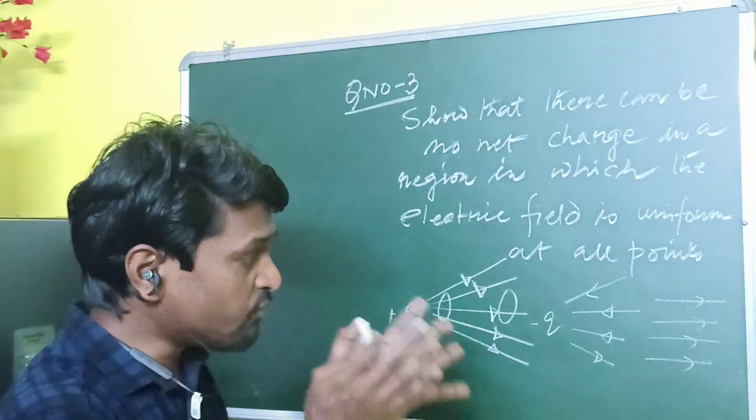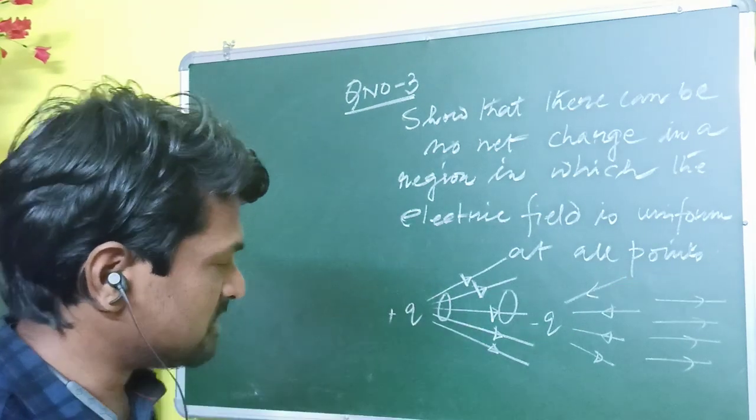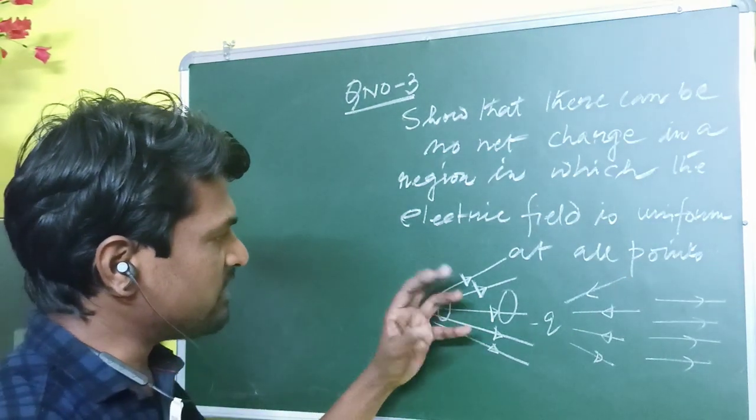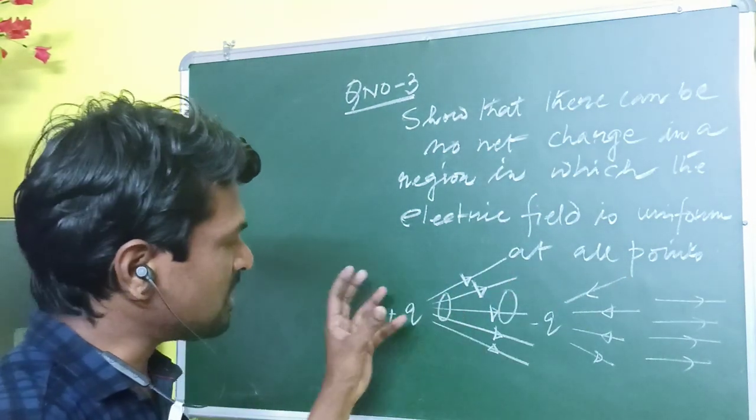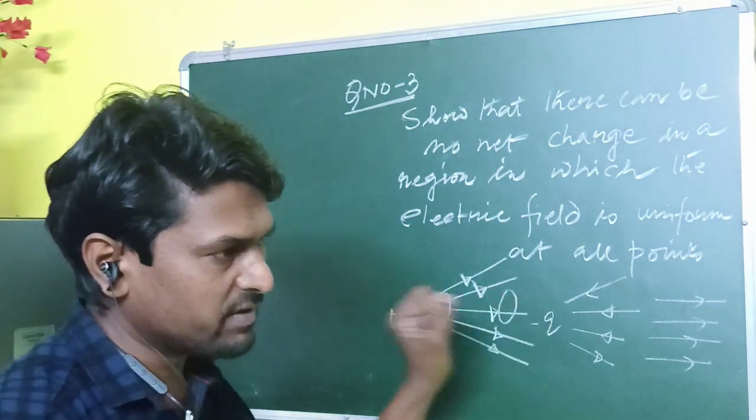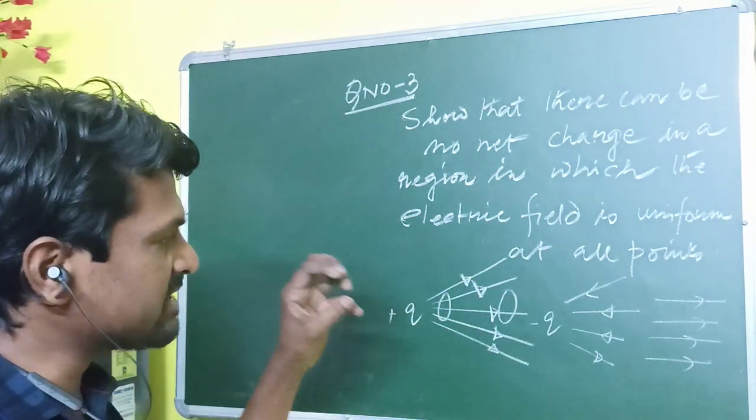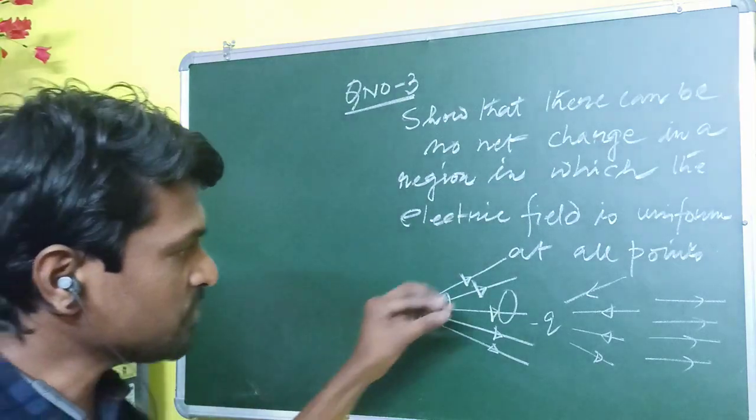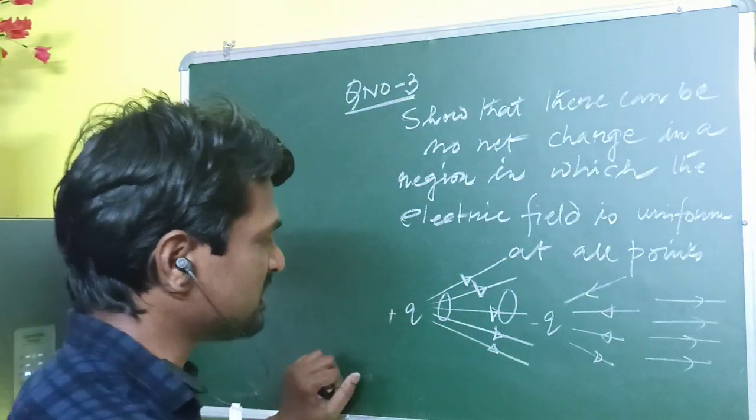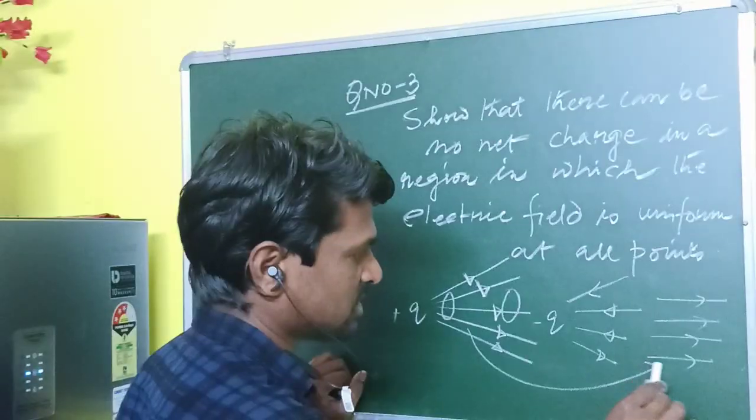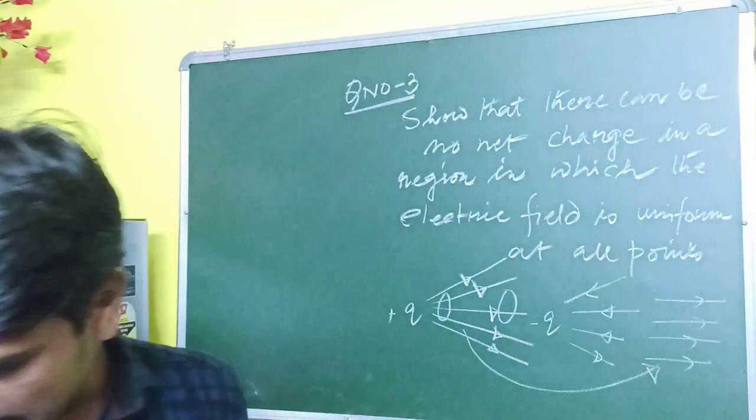So diverging and converging cannot produce a uniform electric field. That's why: it is diverging, it is converging. So the converging and diverging character of an electric field cannot produce a uniform field. So this is an approximation.